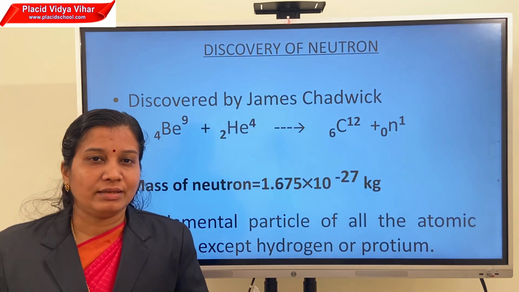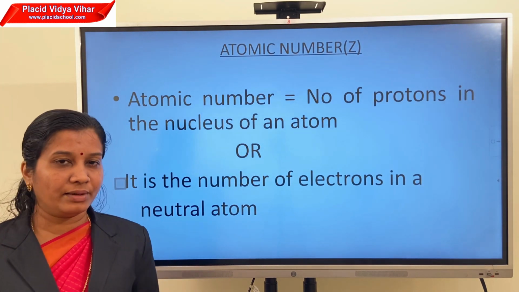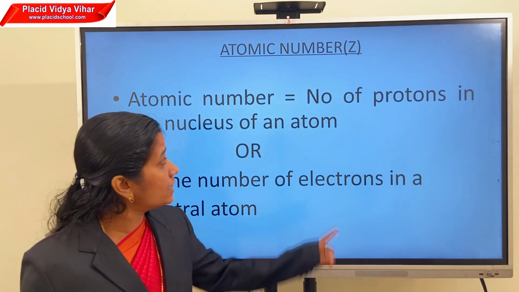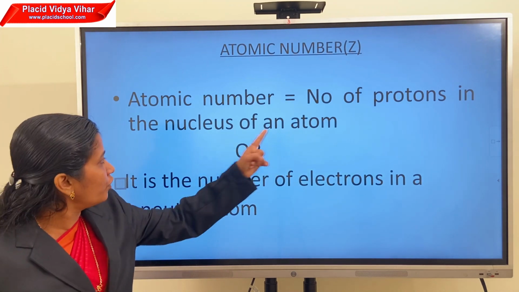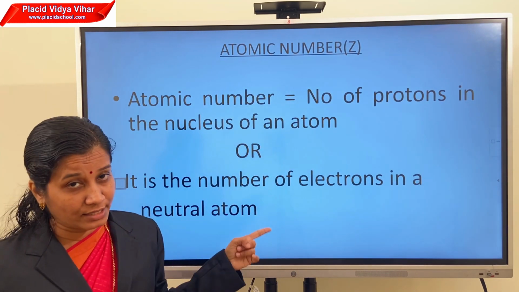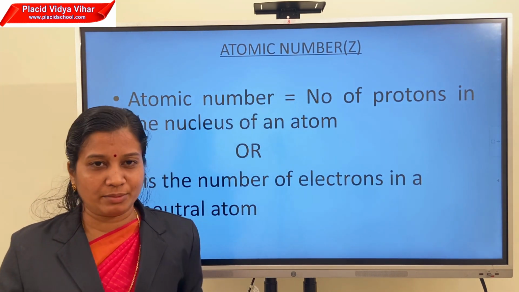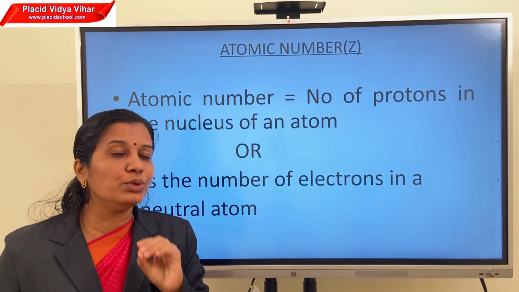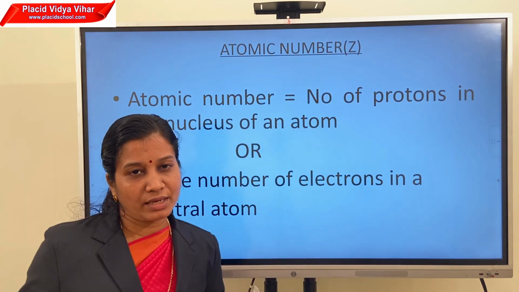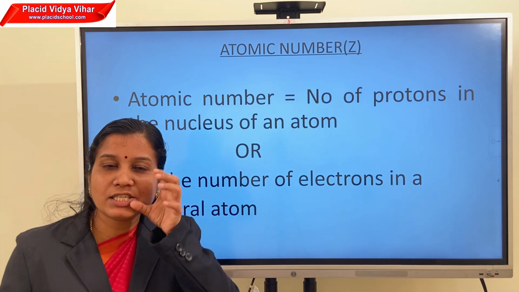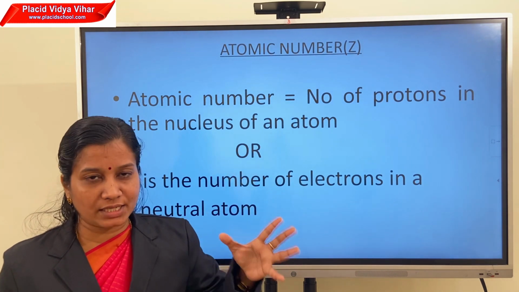Then I am moving to the next section, that is atomic number, another important area. Atomic number is represented by Z. Atomic number means the number of protons in the nucleus of an atom, or the number of electrons in a neutral atom. The phrase 'in a neutral atom' is very important. If we know the number of protons, it is equal to the atomic number. And a neutral atom is a chargeless species, with no positive or negative charge.